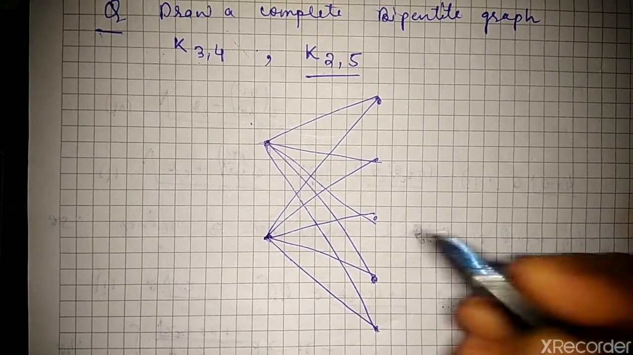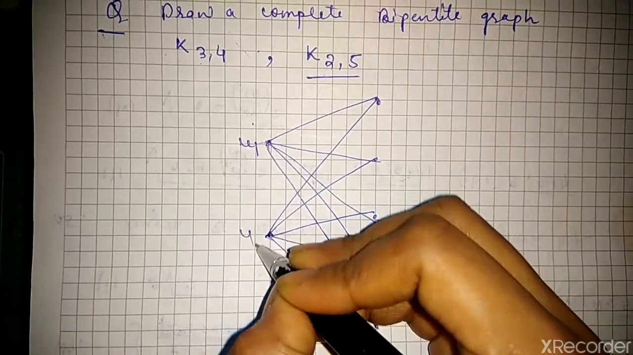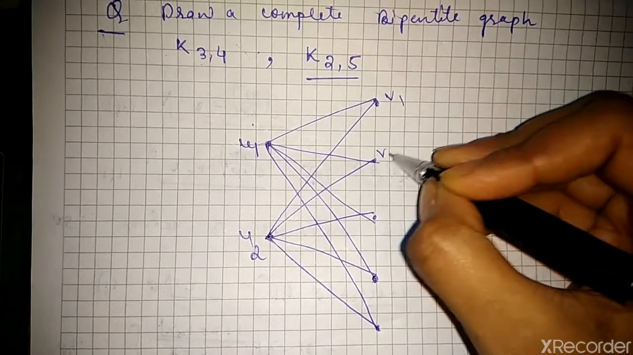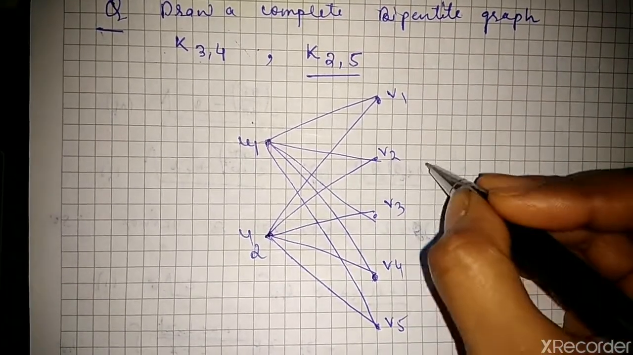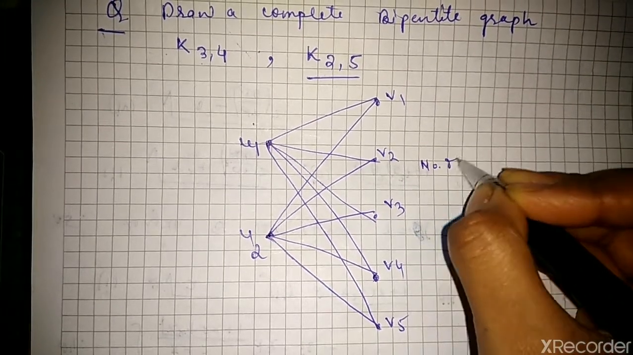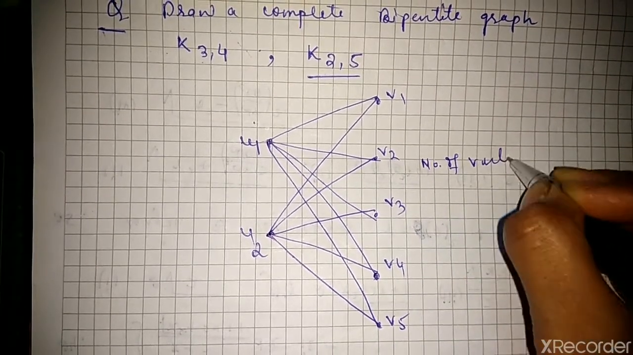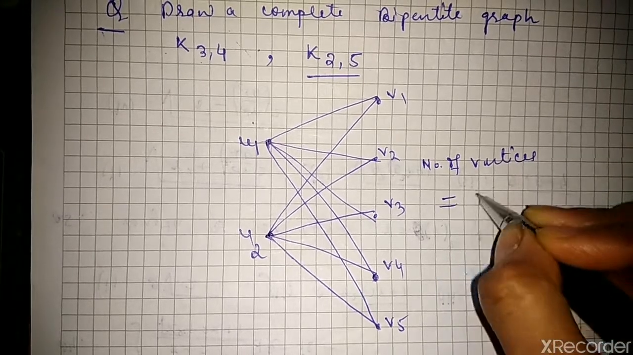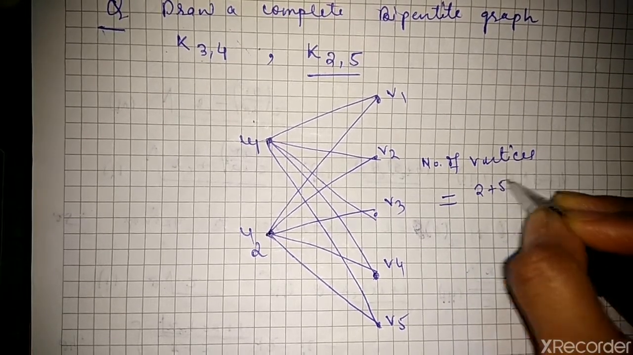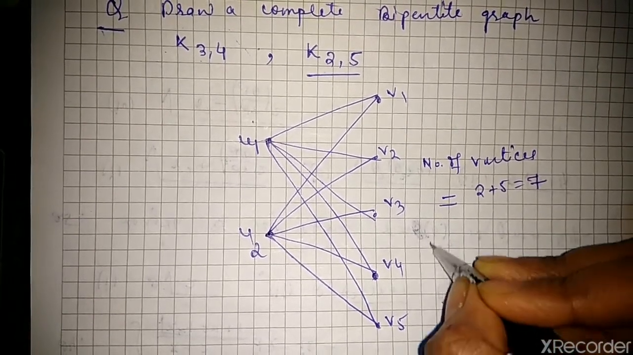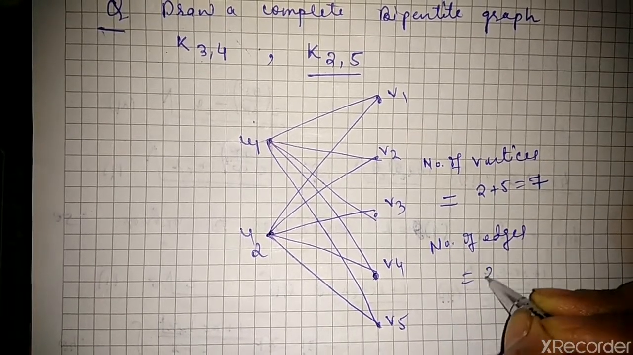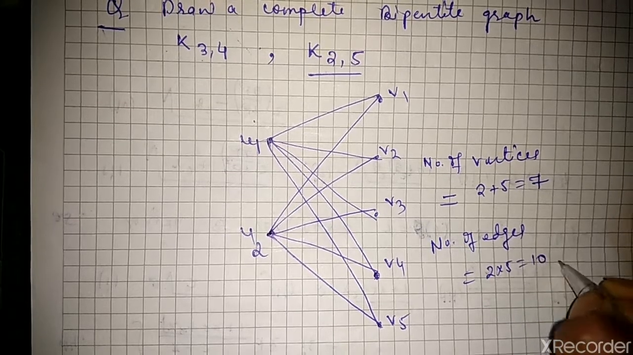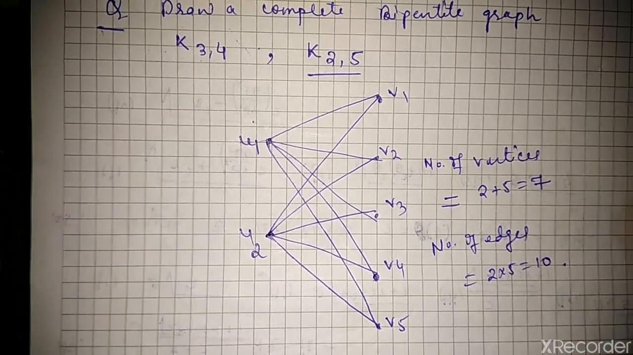If you want to give names, then we can say U1 and U2. These are V1, V2, V3, V4 and then V5. So what is the number of vertices? 2 plus 5, that is 7. And the number of edges is 2 into 5. This is 10. Okay. Thank you.